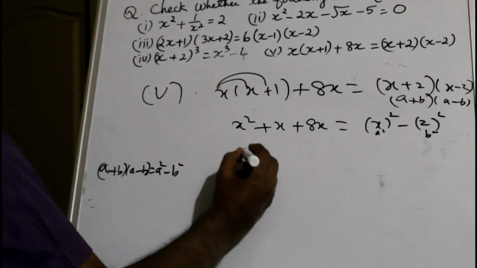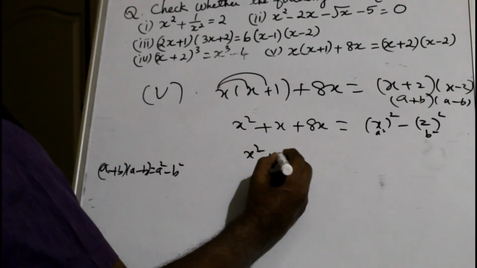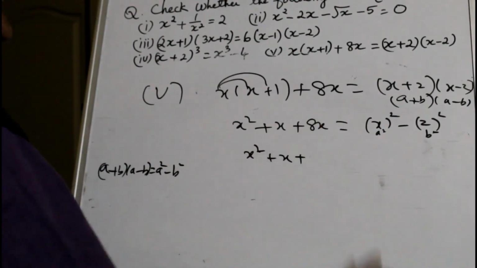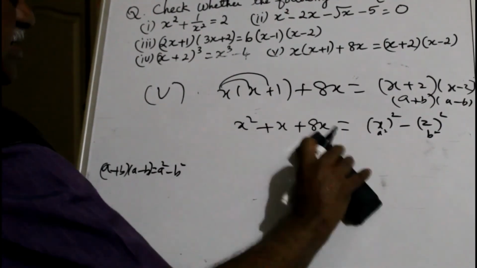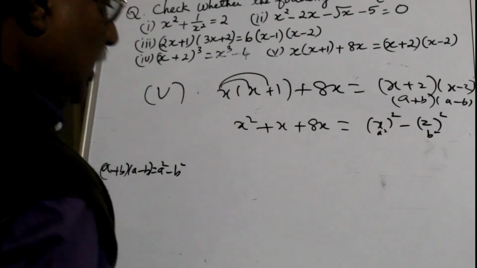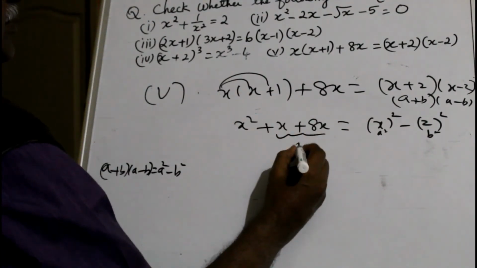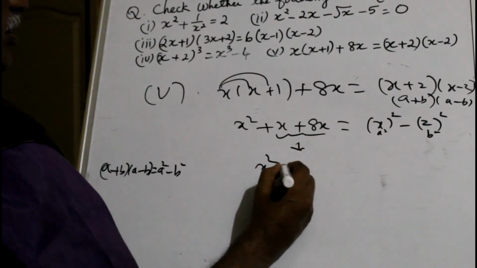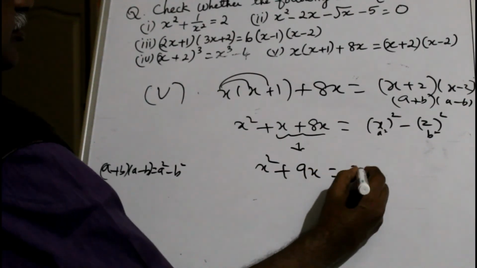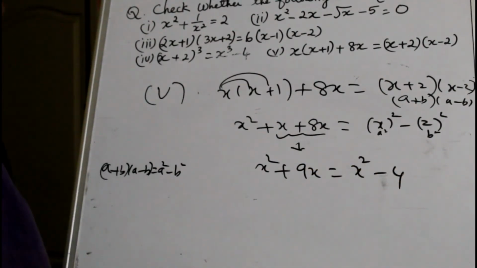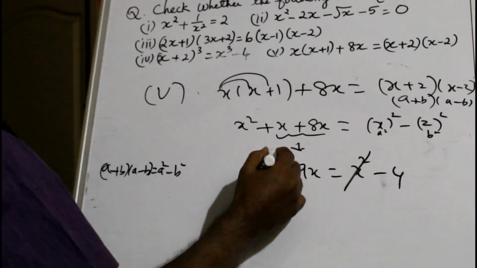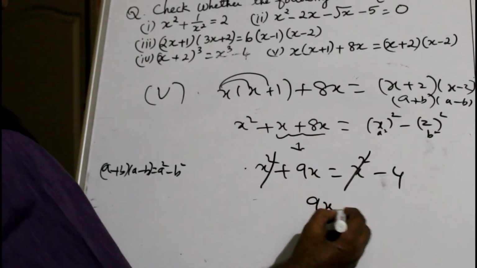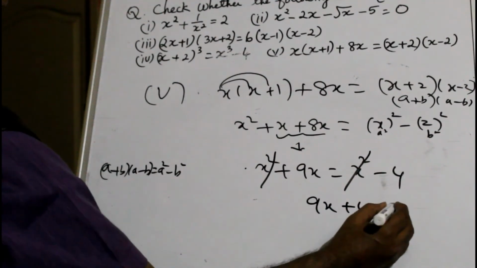So again, x square plus x plus 8x is x square plus 9x. So when the like terms, you can add them. It will become x square plus 9x equal to x square minus 4. Now this is also plus x square. We'll take that side, it will become minus x square. It will cancel. So you get 9x plus 4 equal to 0.